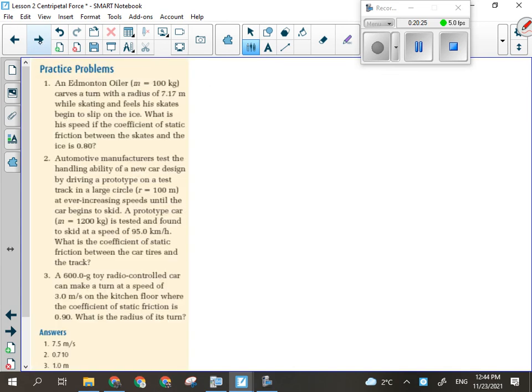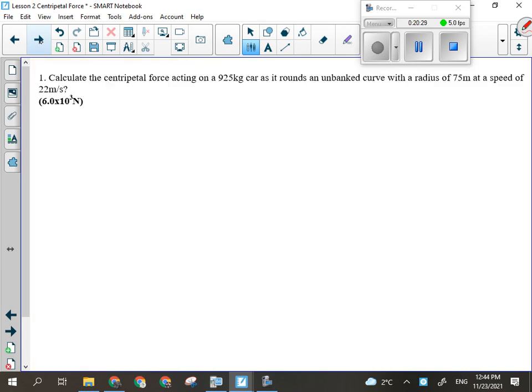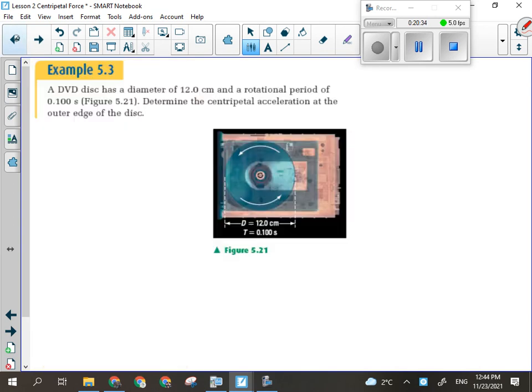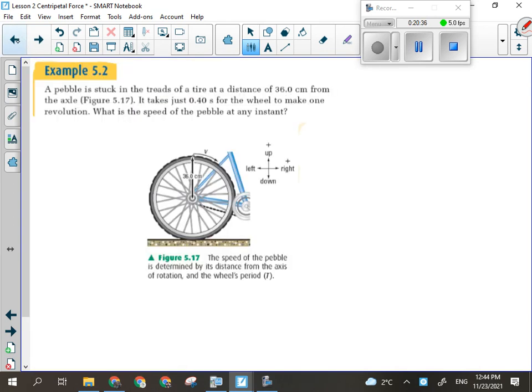Wow, was that far? Was that far? Still. Okay, I don't have a bank curve. We're going to come back to that. Okay, there's a couple here I want to look at.